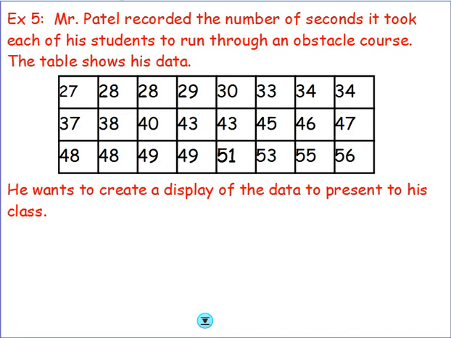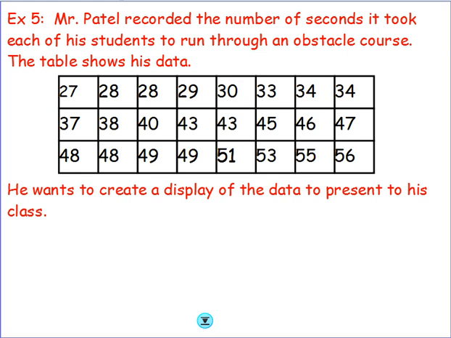Again, pause the video, read through number 5, see what you think, unpause it and you'll hear me explain the answer. Mr. Patel recorded the number of seconds it took each of his students to run through an obstacle course. The data is shown in the table. So as you can see, we have 27 all the way up to 56. But we have a very manageable 24 numbers here. So the minute you hear 24 numbers, histogram is out the window. You're going to use something that writes out every number. He wants to create a display of the data to present to his class.